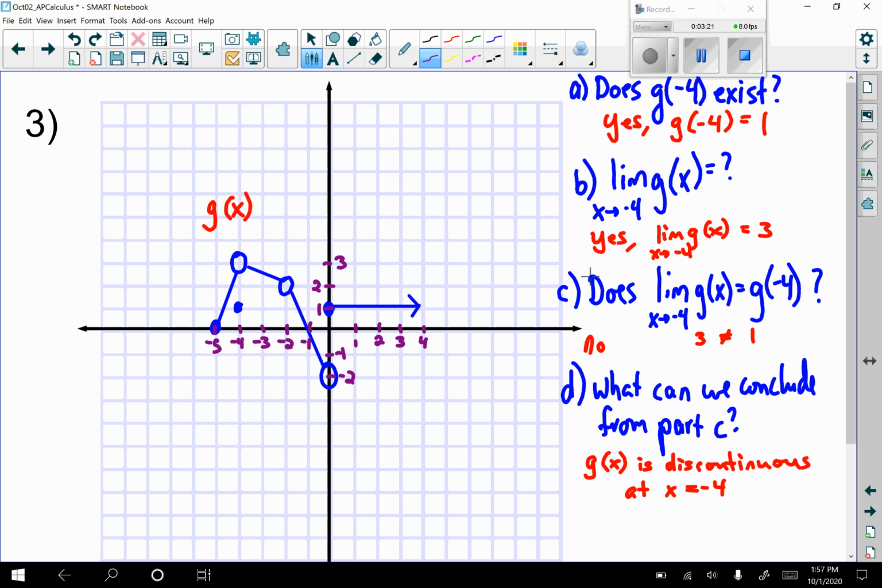Does the limit of g of x as x approaches -4 equal g of -4? No, we get a 3 for one and a 1 for the other. What can we conclude here? That's one of the definitions for continuity. So if that requirement isn't met, we say g of x is therefore discontinuous at x equals -4.